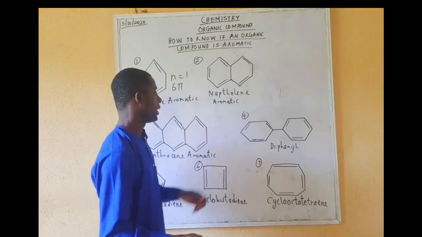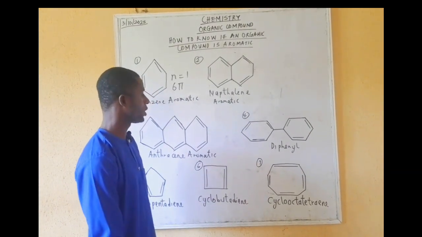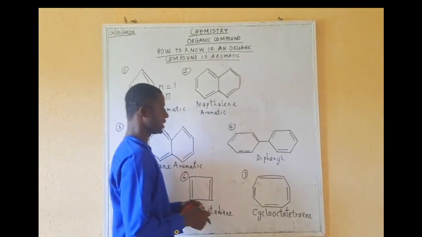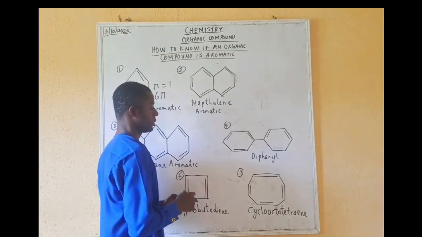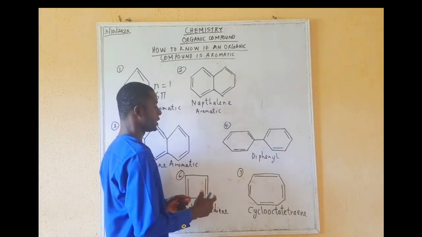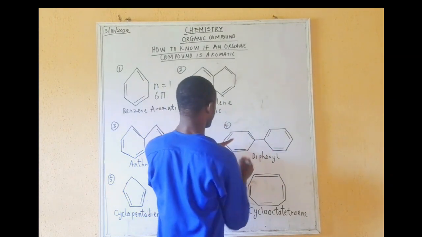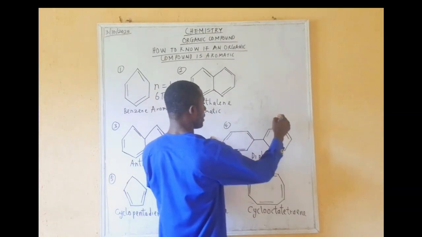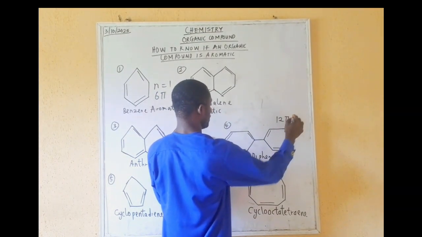Let's come to this fourth structure. This is diphenane, a combination of 2 benzene. Look at it. Combination of what? 2 benzene. If you look at this structure, it's a combination of 2 benzene. At the end, we have 6 pi electrons here and 6 pi electrons here. That will give us 12 pi.